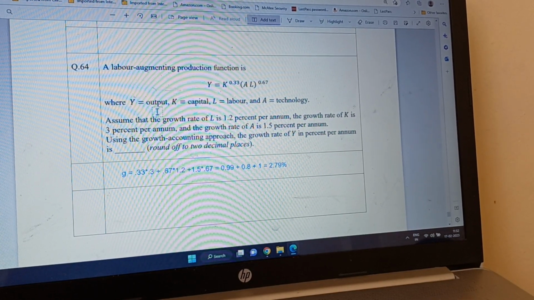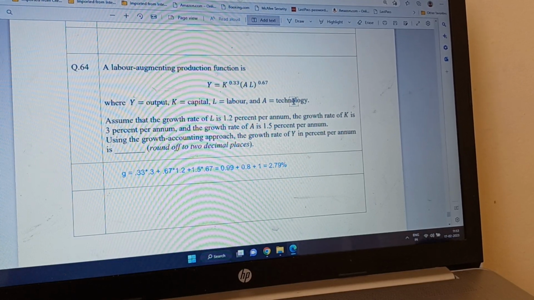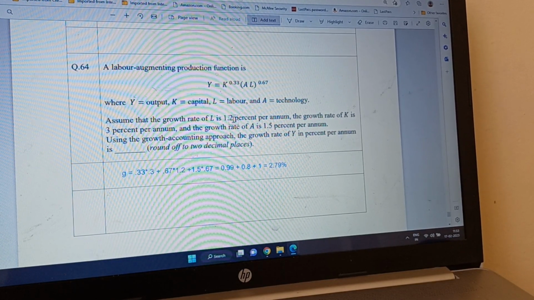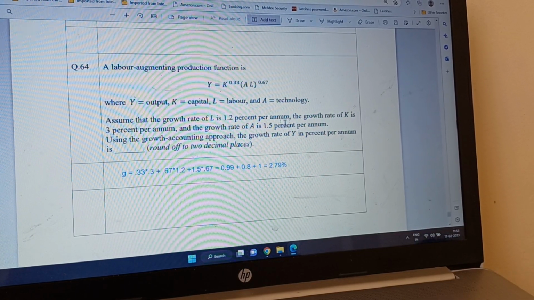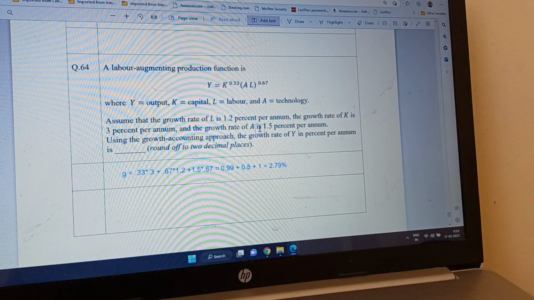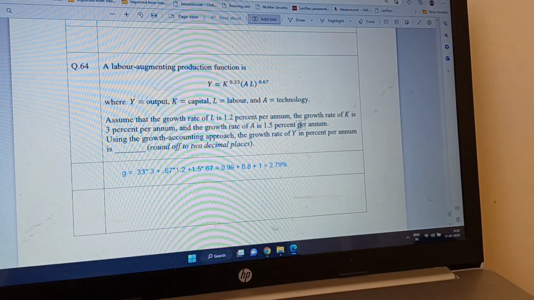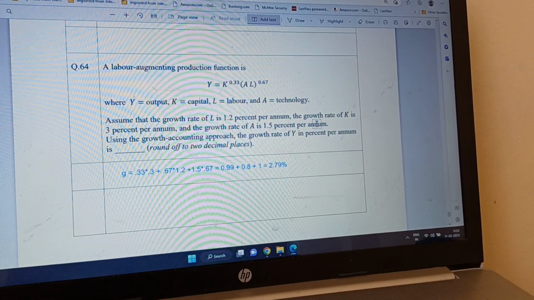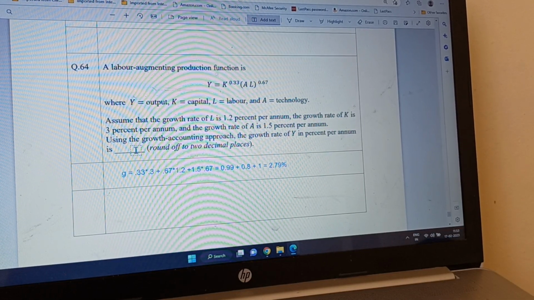So where Y is equal to output, K is equal to capital, L is equal to labor, and A is technology. Assume that the growth rate of L is 1.2 per annum. Okay, L is growing at the rate of 1.2 per annum. The growth rate of K is 3% and the growth rate of A is 1.5% per annum. Using the growth accounting approach, the growth rate of Y in terms of per annum is.